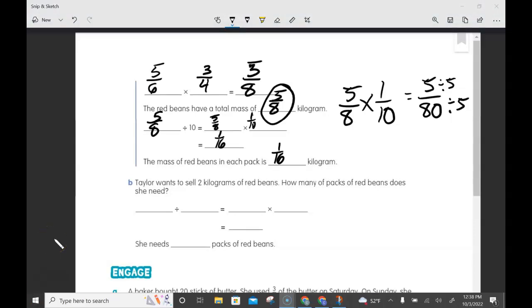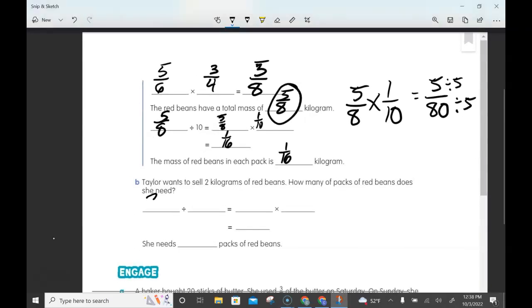So now the next question is letter B. Taylor wants to sell 2 kilograms of red beans. How many packs of red beans does she need? So we have our 2 kilograms. It's 1/16 per pack. Okay, so 2 divided by 1/16. Remember, we keep, we change, we flip. It's going to be 2 times 16 over 1, or just 2 times 16. That's going to give us 32. So she needs 32 packs of red beans.